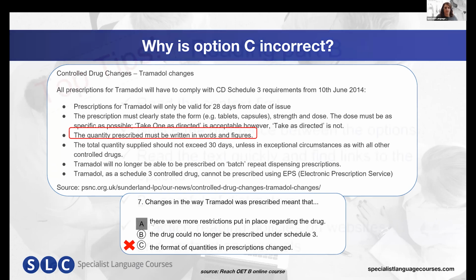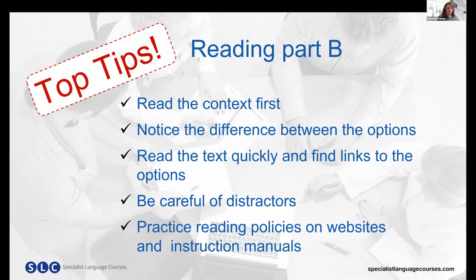Okay. So our top tips for reading B. Make sure you read the question and you read the context first. Notice the difference between the options by looking at the keywords and rephrasing or paraphrasing the options in your head to make sure you've understood. Read the text quickly to find links to the options. Be careful of distractors, answers that look like they could be right, but make sure you're noticing and reading carefully.